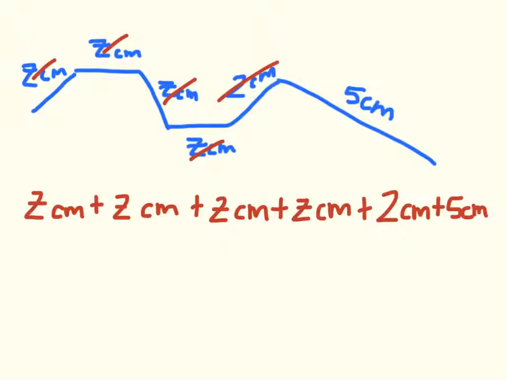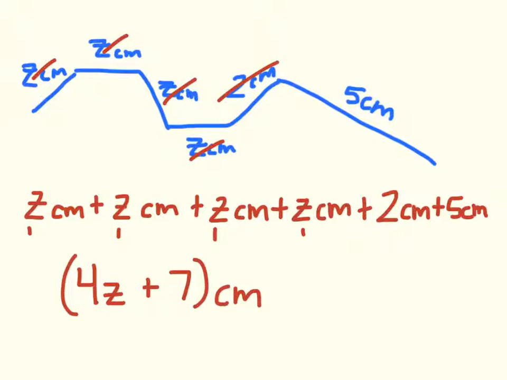All right, so first we're going to add together our variables. We have 1, 2, 3, 4 z's. And then we're going to add together our digits. 2 plus 5 equals 7. So the simplified expression is 4z plus 7. So our total length of the 6 rods is 4z plus 7 centimeters. In the term 4z, our coefficient is 4. All right, let's have you try a few of these on your own.